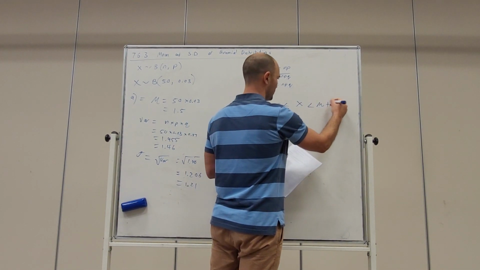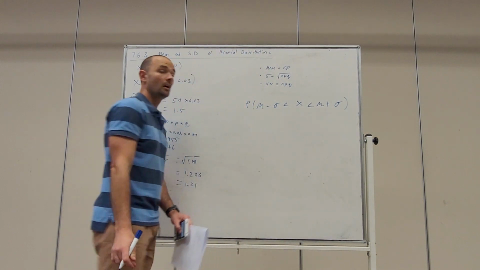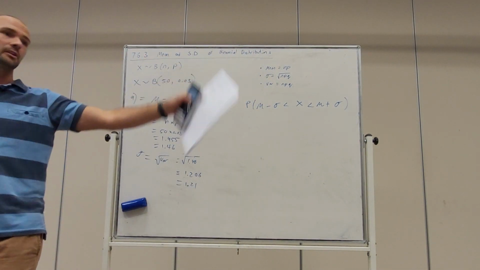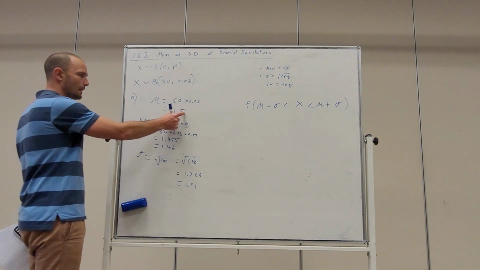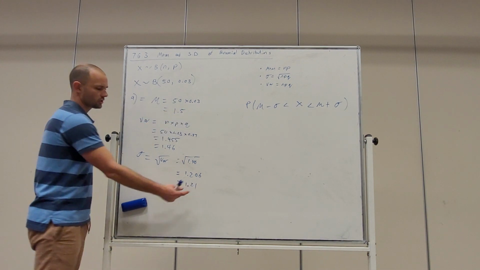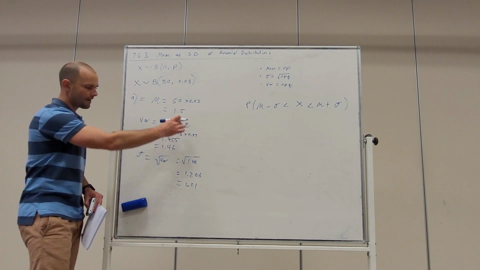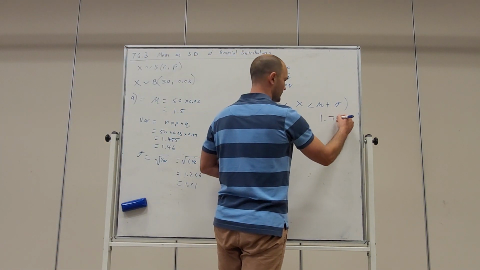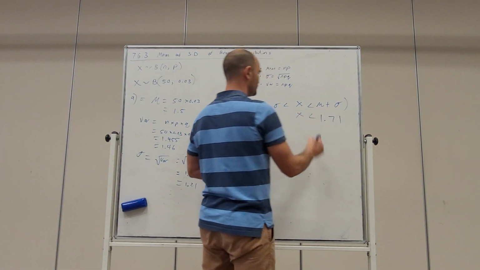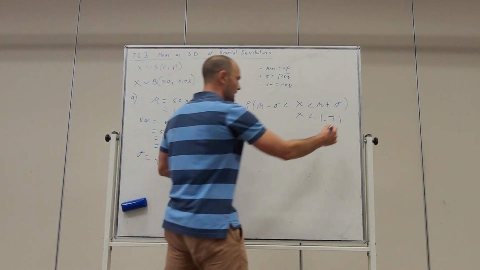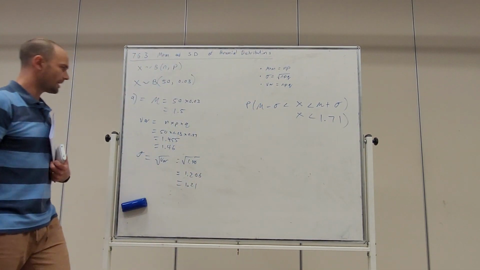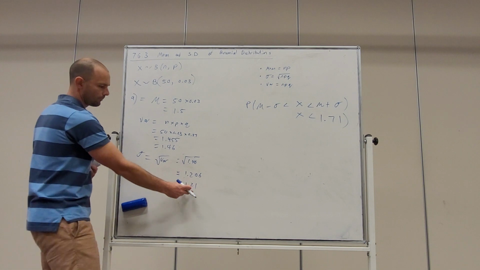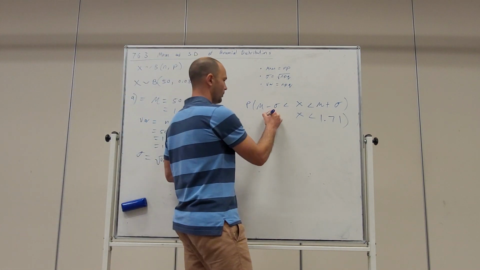Okay, find the probability of the mean take the standard deviation being less than the variable X being less than the mean plus the standard deviation. Firstly, let's evaluate that. What is the mean plus the standard deviation? If I have 1.5 plus 1.21, the mean plus the standard deviation is going to be 2.71. And the mean take the standard deviation, if I have 1.5 take away 1.21, I'll be left with 0.29.